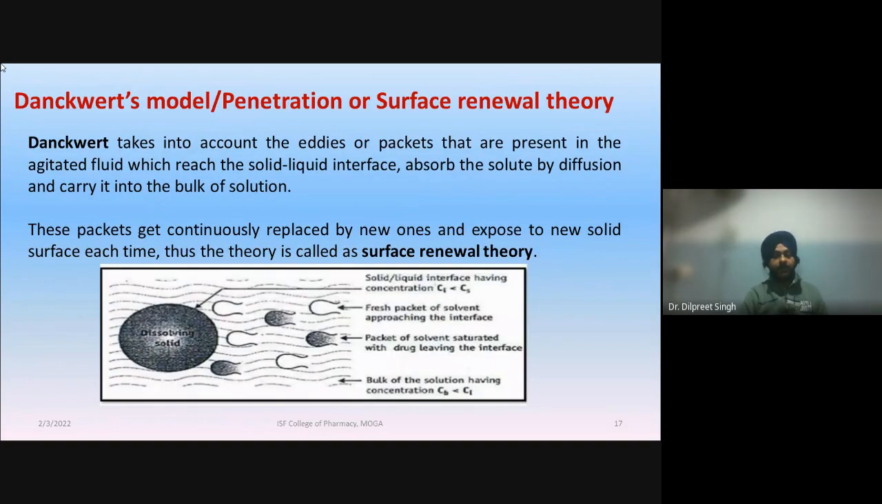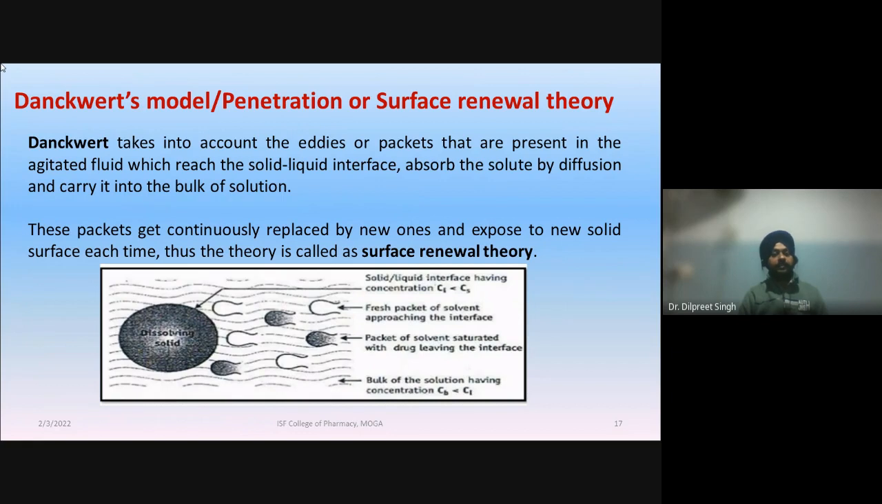The second theory is basically Danckwerts' theory. It takes into account the eddies or packets present in the agitated fluid, which undergo solid-liquid interface interaction, absorb the solute by a diffusion mechanism, and carry it into the bulk of the solution. These packets get continuously replaced by new ones.